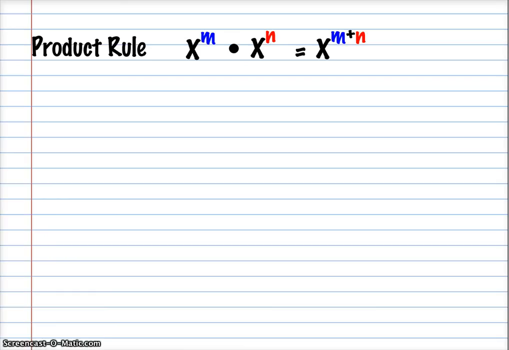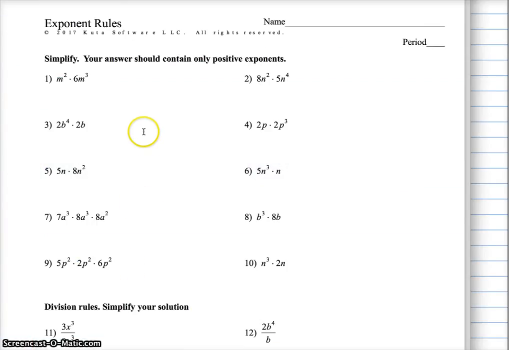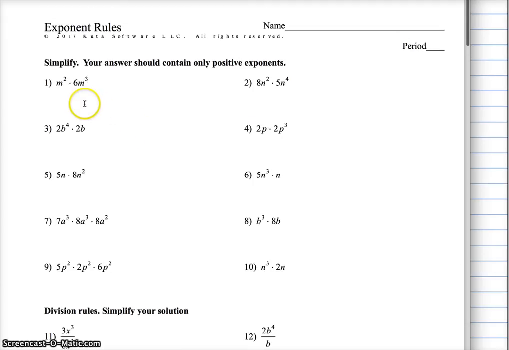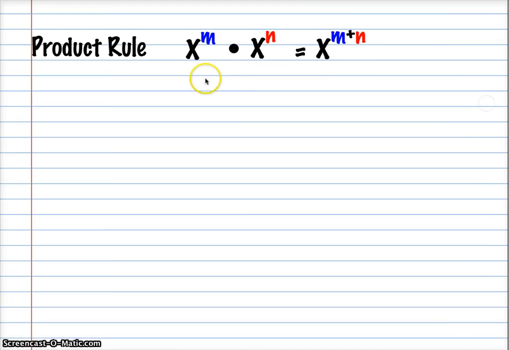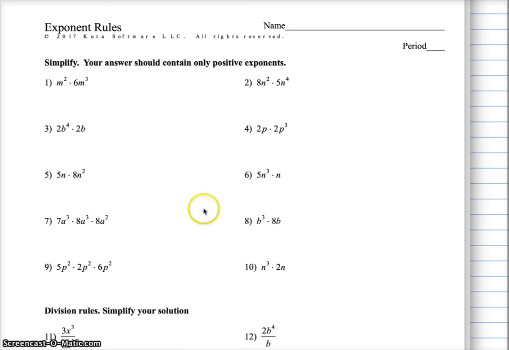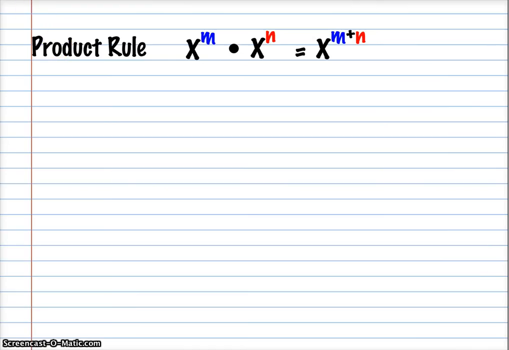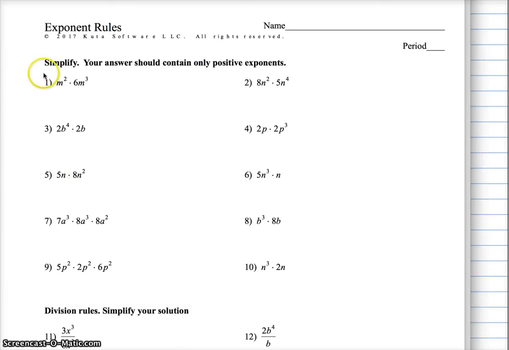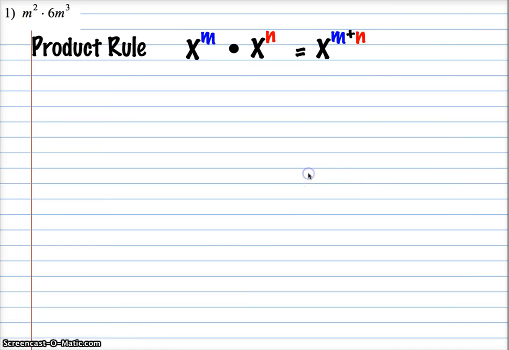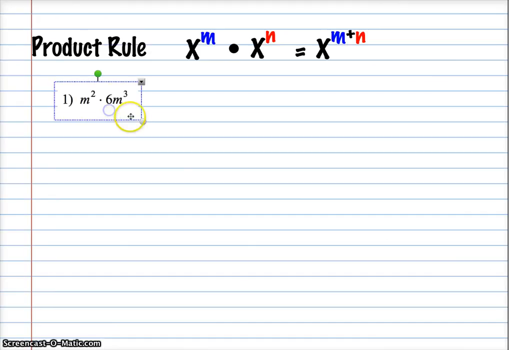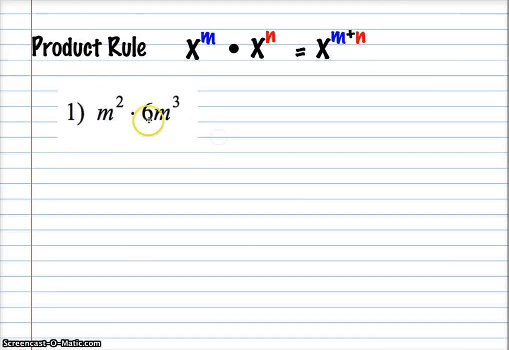Okay, so this is your homework you picked up on the way in, and we're going to work with the product rule first, which is just like the first 10 questions here. Let's just do question 1 together. Question 1 says m squared times 6m cubed. Our rule says x to the m times x to the n equals x to the m plus n.